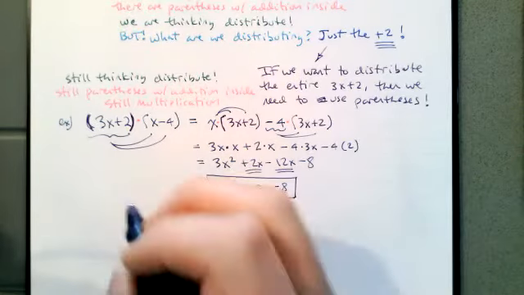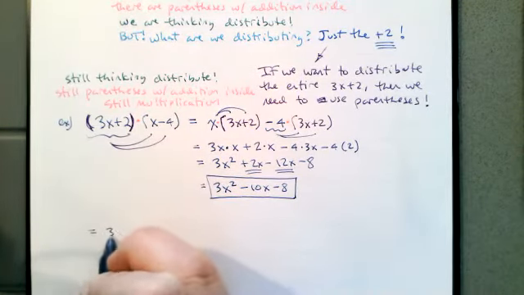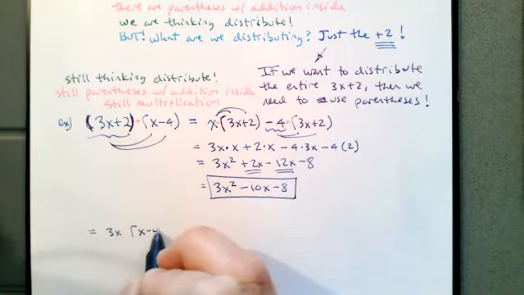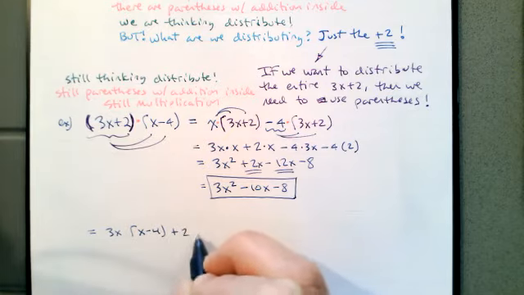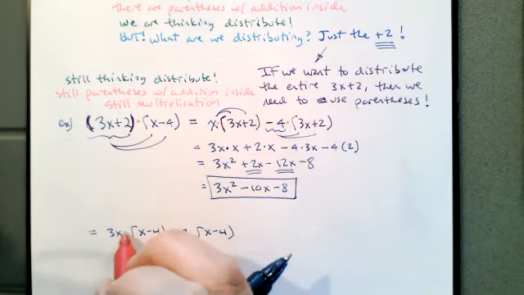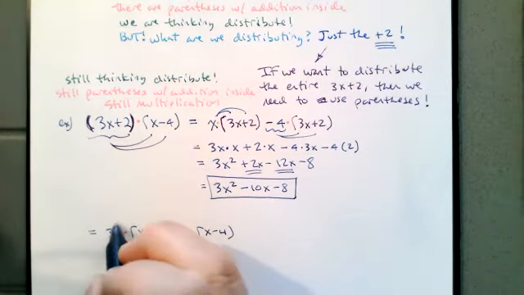So we could also have written 3x times x minus 4 plus 2 times x minus 4. And we'll get the same four terms, just in a different order.